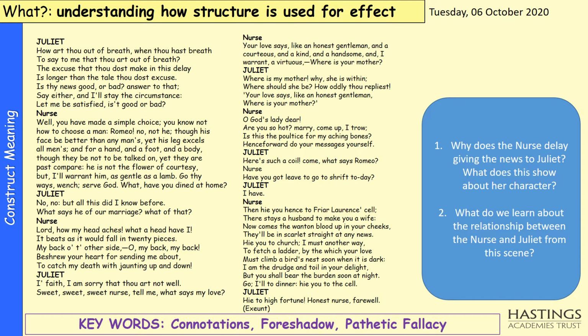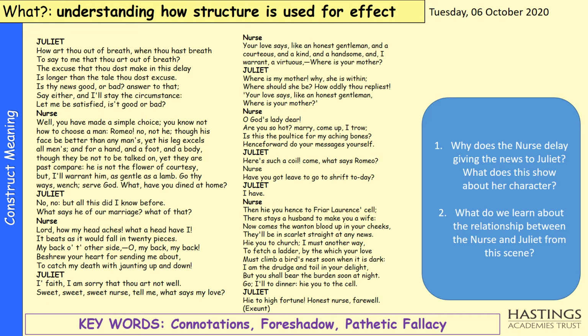Okay. When the nurse asks her, have you got leave to go to shrift today? What that means is, have you got leave to go to prayer today? Okay, so we know in the Elizabethan era, women were not allowed out on their own. They were mostly chaperoned by someone, or went where their parents told them to go. But Juliet is allowed out on her own to go to confession, to go to church.